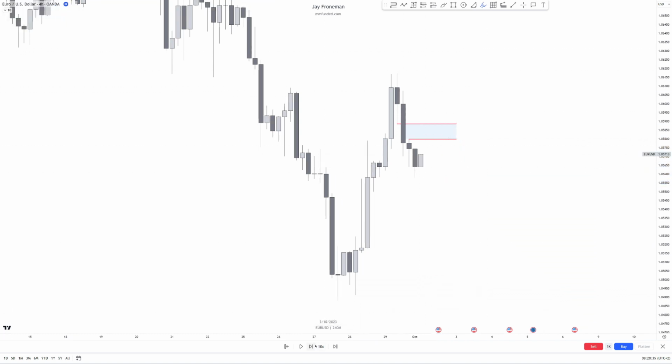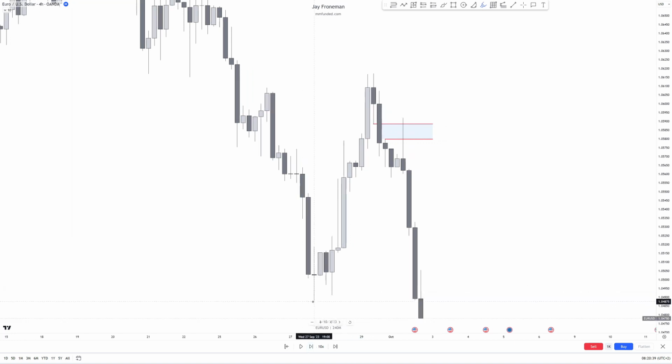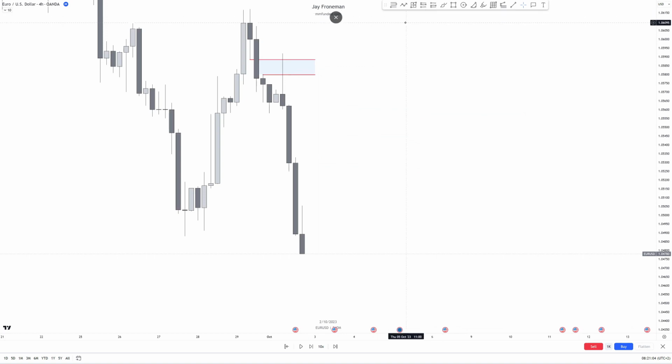Price fulfills that fair value gap and continues to target these weak lows. Now we get an aggressive move in the same direction, so we can look at the previous 3 series candles. We have candle number 1, candle number 2, and candle number 3. The low of the first candle and the high of the third candle acts as another fair value gap. So we can mark that out and continue price throughout.